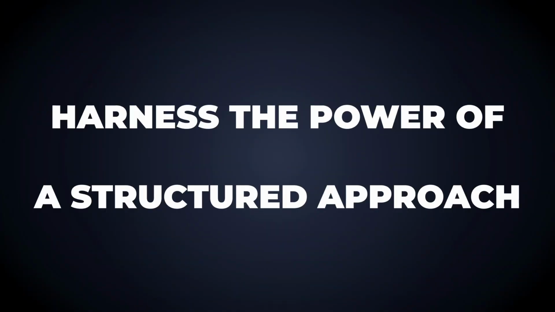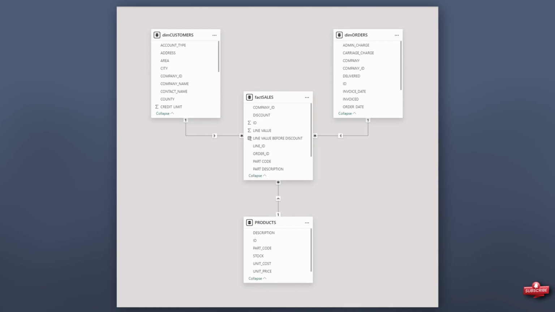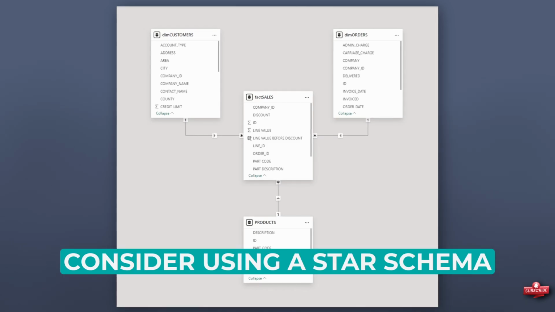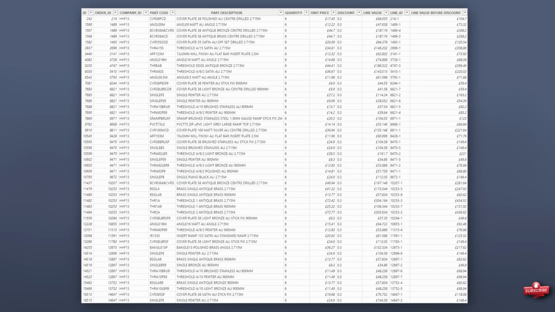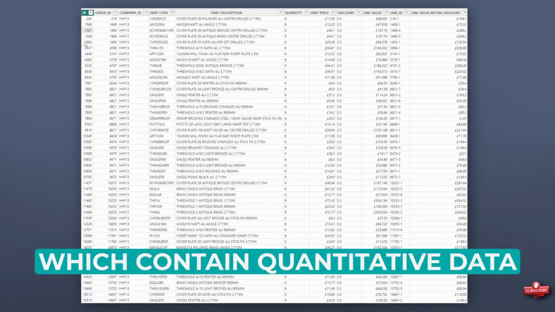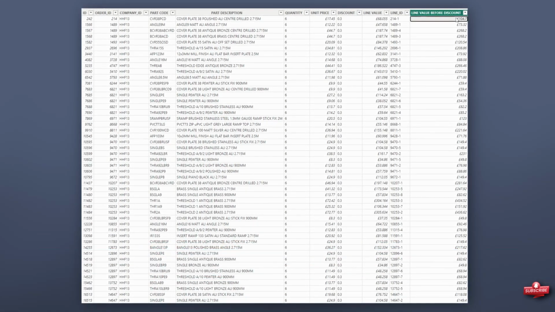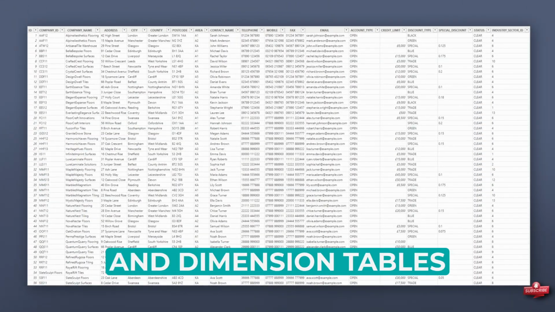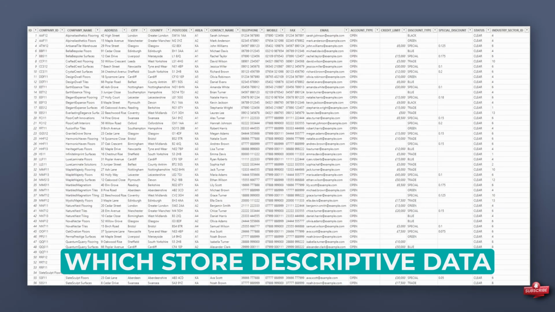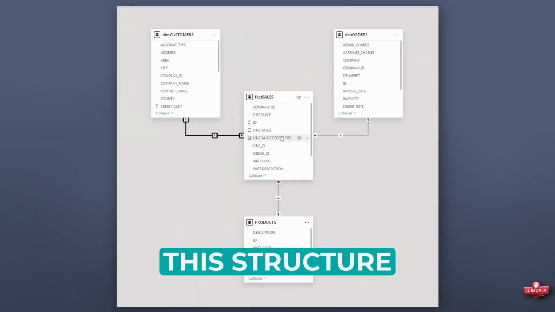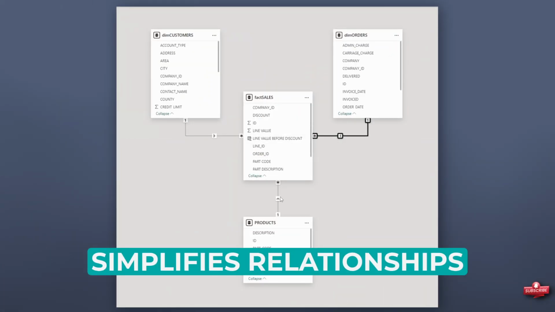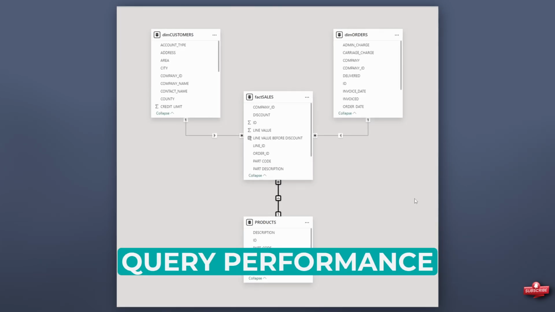Harness the power of structured approach. First, consider using a star schema whenever possible. This involves organizing your data into fact tables, which contain quantitative data, like for example the order lines information for each sales order, and dimension tables, which store descriptive data, like the customer information. This structure simplifies relationships and improves query performance.